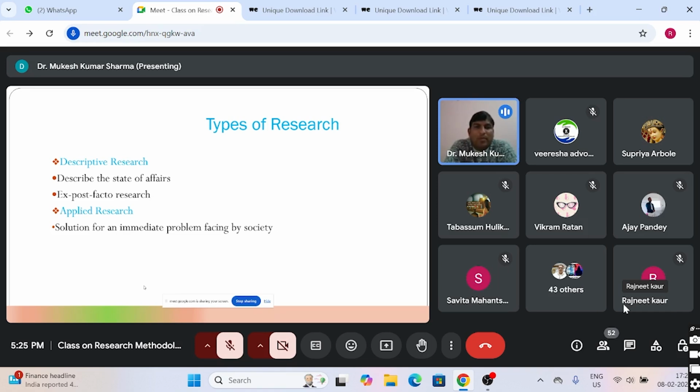Those who are from commerce, law, management, or social science, they should always, not always, I would say near 50-60% of the time they apply descriptive research. What is descriptive research? Whatever is happening in society, we are going to confirm it, that is called descriptive research.